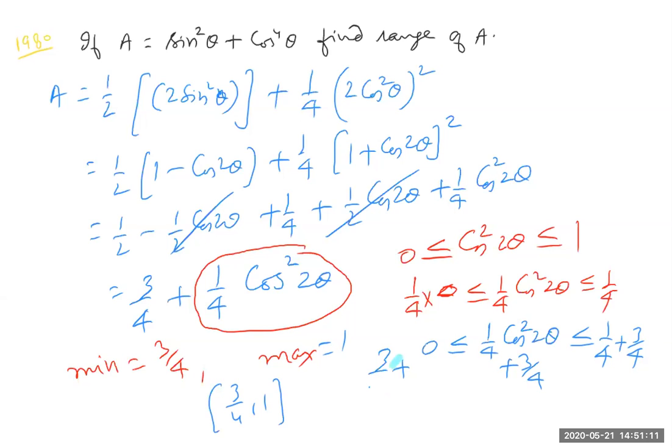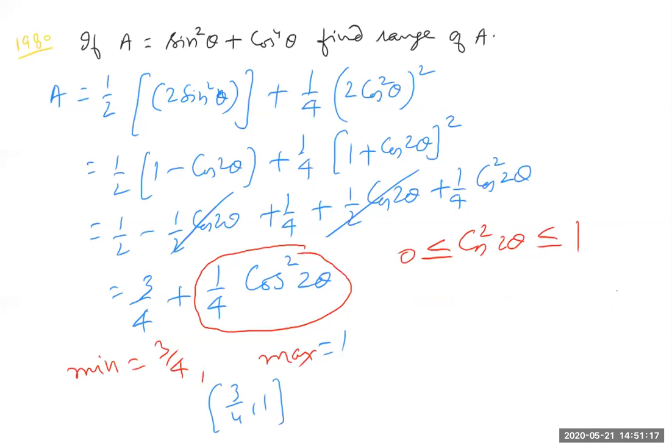Okay. This all is not required. Directly you can write minimum value of this. Minimum value is 0 and maximum value is 1. So 3 upon 4 plus 0 is 3 upon 4 minimum. Maximum value is 3 upon 4 plus 1 upon 4, which is equal to 1.